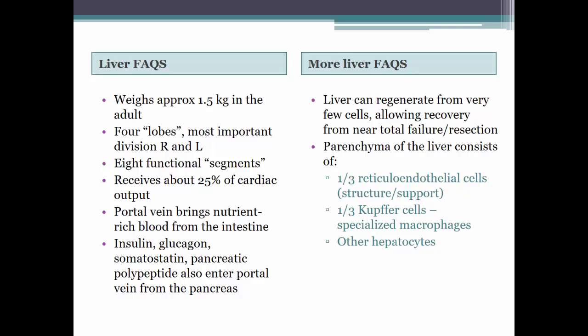and esophageal varices. Remember that the liver has an endocrine and an exocrine function, releasing insulin, glucagon, somatostatin, and pancreatic polypeptide for breakdown of proteins. Remember that it could regenerate itself, and participates also in cell-mediated immunity by reticuloendothelial cells and Kupffer cells that are specialized macrophages for phagocytosis and the adaptive immune system.